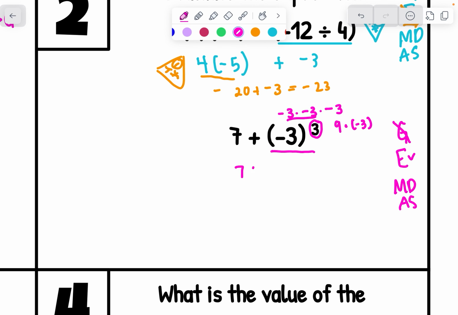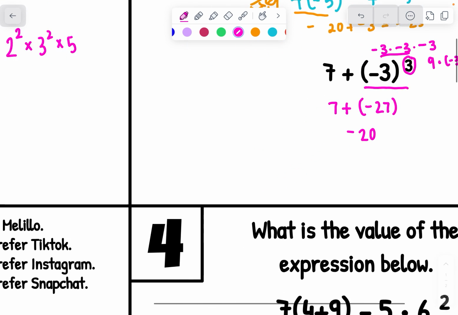So 7 plus a -27. Remember, I said those integer rules do not go away, so we have to remember these are different signs. So I subtract, so 27 minus 7 is 20. And since 27 is bigger, it's a -20. All right.